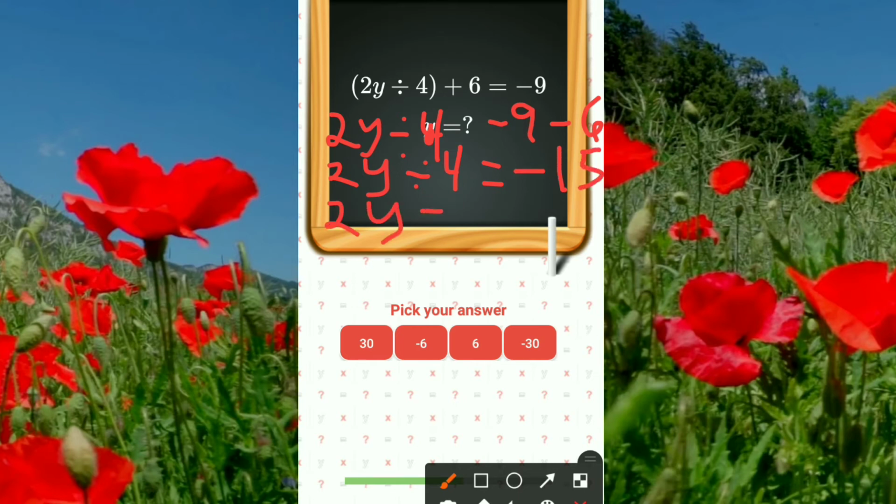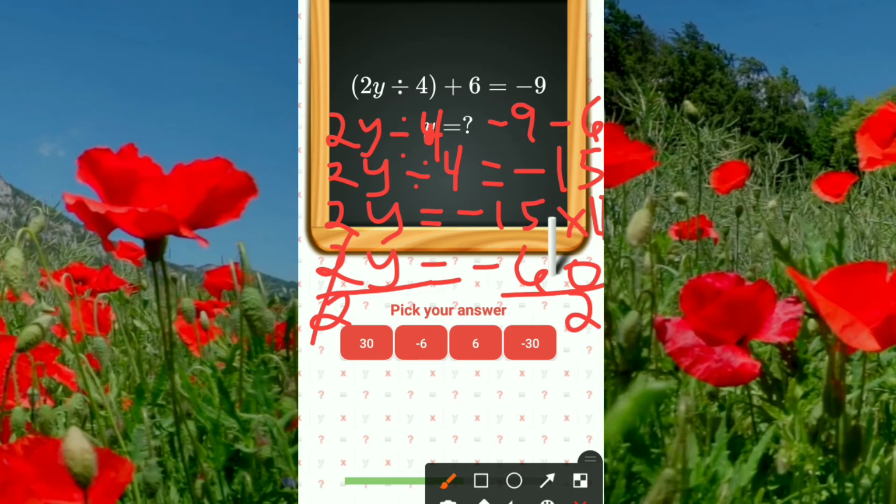So 2y equals, so we need to multiply the 4 to both sides. So negative 15 times 4. Then 2y equals negative 15 times 4, negative 60. And then we divide it by 2. 2 cancel. So y equals negative 60 divided by 2 equals negative 30. So our answer is negative 30.